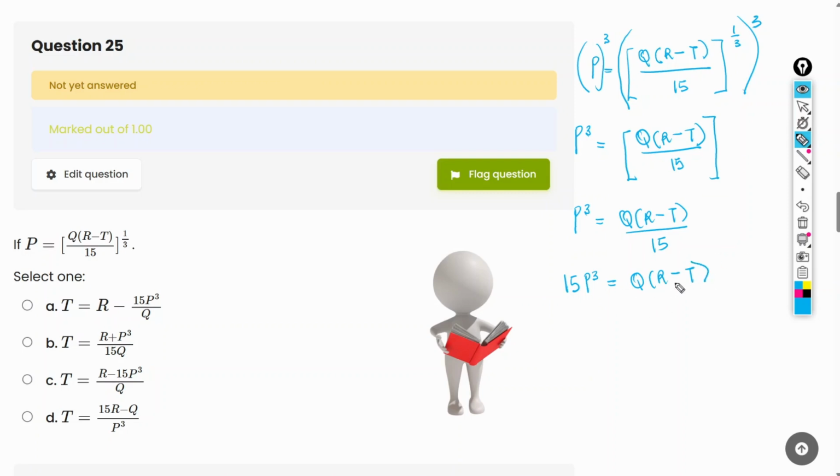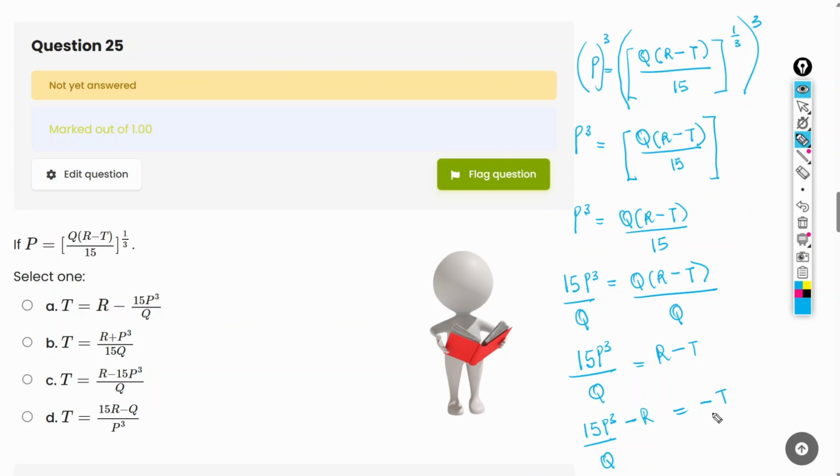I can divide both sides by q, right? Because q is multiplying everything. So divide both sides by q. I would have 15p cube over q is equal to r minus t. All right, so I can subtract r from both sides. I would have 15p cube over q, then all of that minus r is equal to minus t.